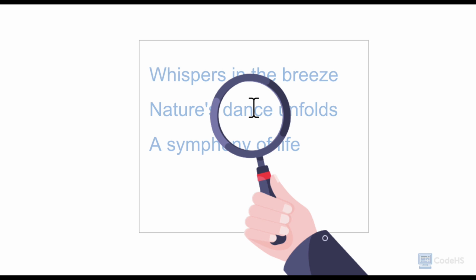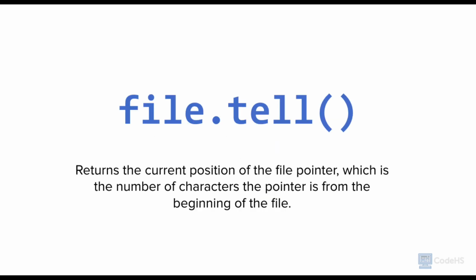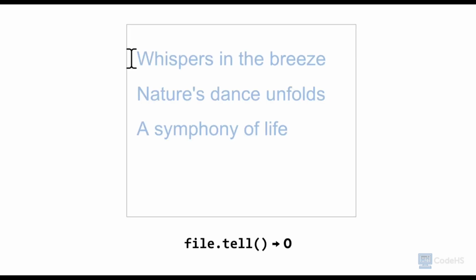In order for programs to keep track of the current location of the cursor, Python provides us with two useful methods. The first method is tell. The tell method returns the current position of the file pointer, which is the number of characters the pointer is from the beginning of the file. When the file pointer is located at the beginning of the file, the tell method returns 0. If we call the tell method after reading one character, the tell method returns 1.